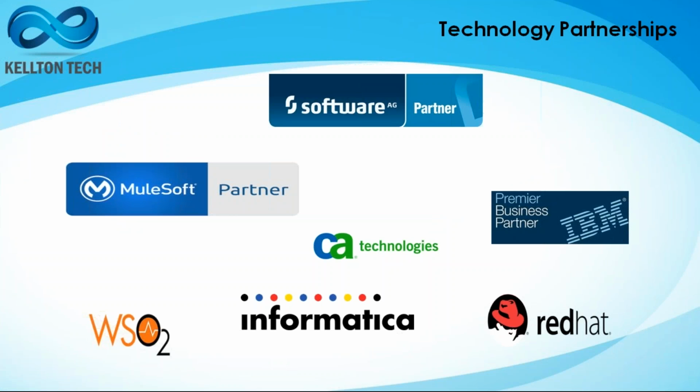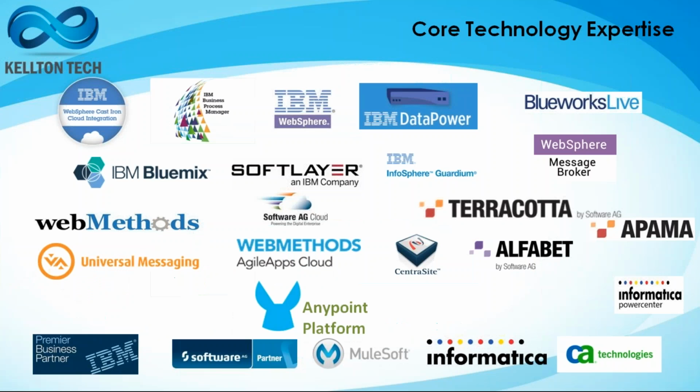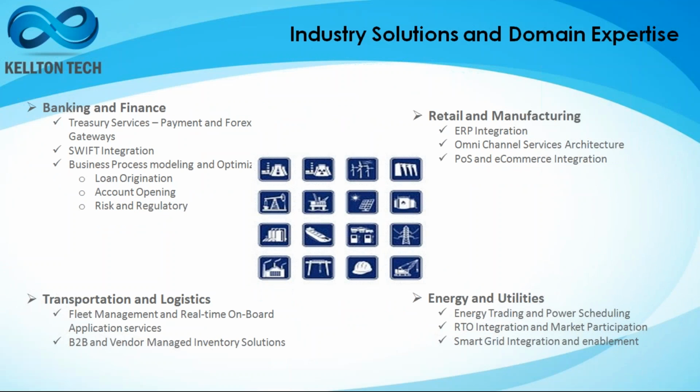These are our technology partners: Software AG, MuleSoft, IBM. We have recently partnered with a few more: CA Technologies, Informatica, WSO2, and Red Hat. These are the core technology expertise. This includes pretty much the complete bandwidth of all these partners, including Software AG, MuleSoft, and others. This slide talks about the industry-wide solution and domain expertise which we carry, and some of the critical implementations we have done for different industries like banking and finance, retail and manufacturing, transportation, logistics, and energy utilities.